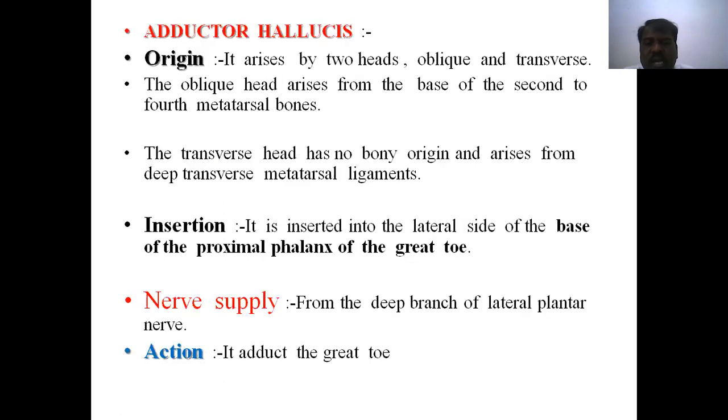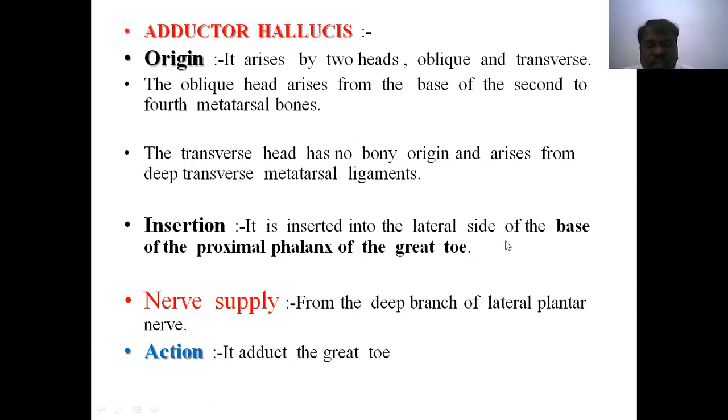Next is the adductor hallucis. It has two heads, an oblique head and a transverse head. The oblique head takes origin from the second to fourth metatarsal bones, whereas the transverse head takes origin from the deep transverse metatarsal ligaments. These two fuse together and make a single tendon that inserts into the base of the proximal phalanx of the great toe.